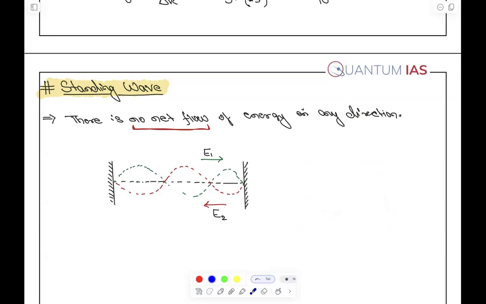How many are agreeing with this, that this green color will give E1 energy, this red color will give E2 energy, and the result of that will be this, for every particle lying here? Why are we saying no net energy? Anyone?